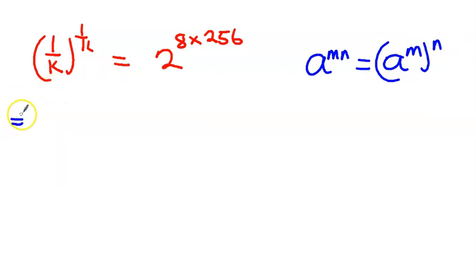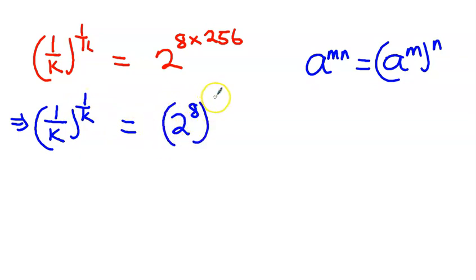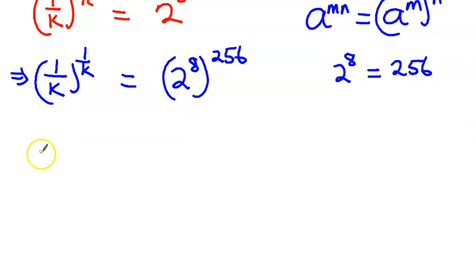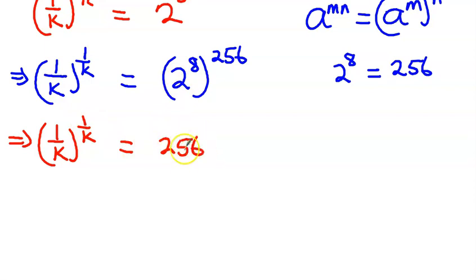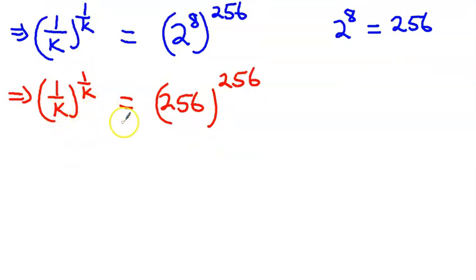So on the left hand side, we can write 1 over k still the same, over 1 over k is equal to 2 raised to the power 8 all raised to the power 256, and 2 raised to the power 8 is the same as 256. So we have 1 over k all raised to the power 1 over k is equal to 256 all raised to the power 256. So when it happened this way, then we can compare.